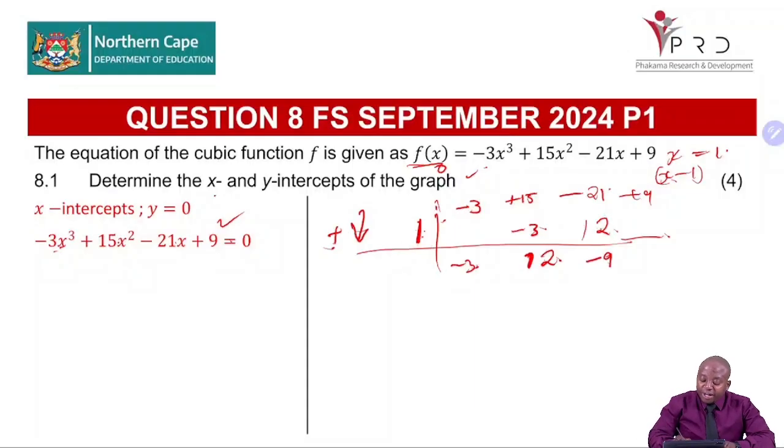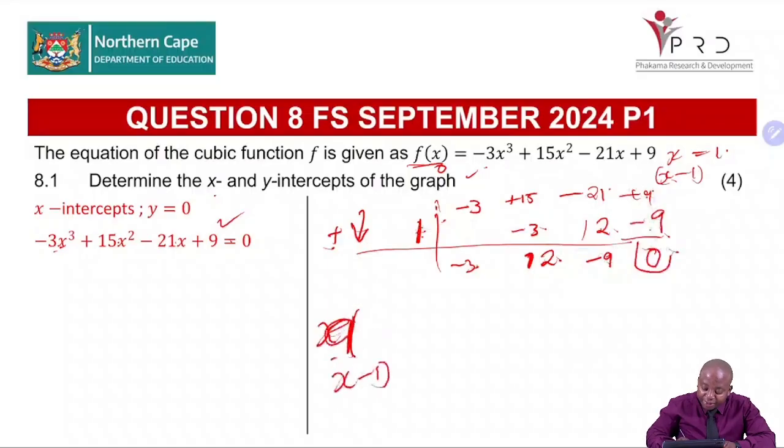Then negative 9 times 1, we multiply, then we add when we go down. Negative 9 multiplied by 1, we get negative 9. Then 9 plus negative 9, we get 0. Now, we know that when we factorize, we are going to have x minus 1 in the first bracket.